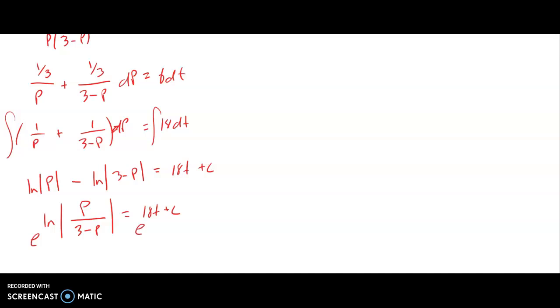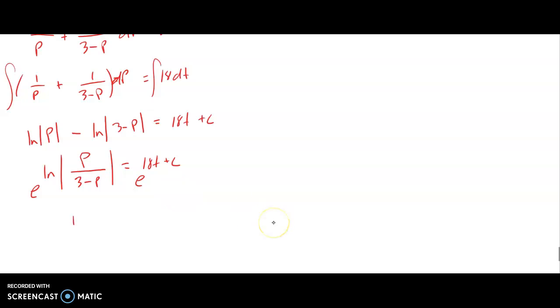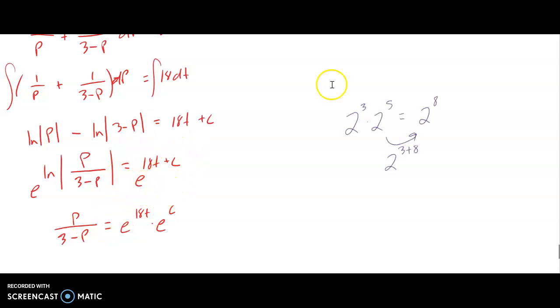Now what I can do is e to the both sides, because the opposite of an ln is an e to the. That isolates the fraction on the left side, p over 3 minus p is equal to e to the 18t. And then I'm going to also say e to the c. So I'm using some rules that you should be familiar with. This is where the rule comes from. 2 cubed times 2 to the 5th. Well, there's 8 2's being multiplied. And this should say 2 to the 3 plus 5. So this multiplication is the same as this plus. And we can go the opposite direction. This plus is the same as that multiplication.